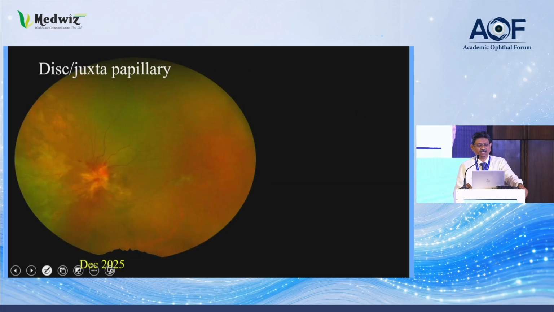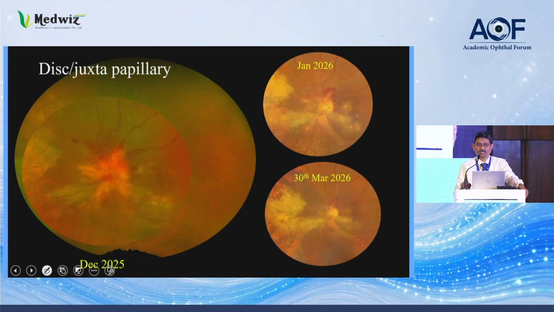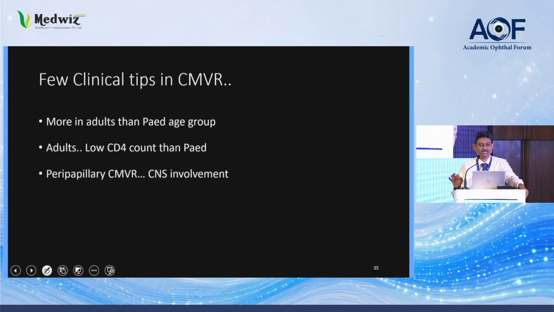If you have juxtapapillary involvement, or involving the disc, this is how it looks. This has special clinical importance, because these cases can be associated with a higher chance of CNS involvement. A few clinical tips: CMV retinitis is more common in HIV patients in adults rather than the pediatric group. But if the pediatric group is involved, they can have involvement even with a higher CD4 count. Nevertheless, this peripapillary CMV retinitis has almost an 80% possibility of CNS involvement, so you need to treat them properly with systemic therapy.